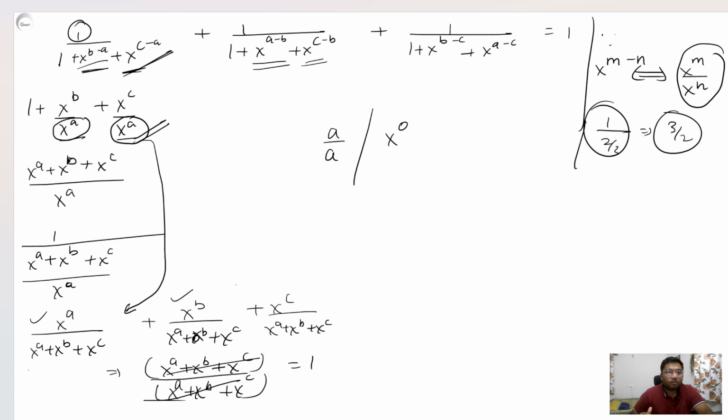Now, let's move on to the next question. This is a very important question I wanted to talk about. So we have 3 by 5 to the power root 3 by 5 to the power x minus 1, and I have 27 by 125 to the power minus 1.